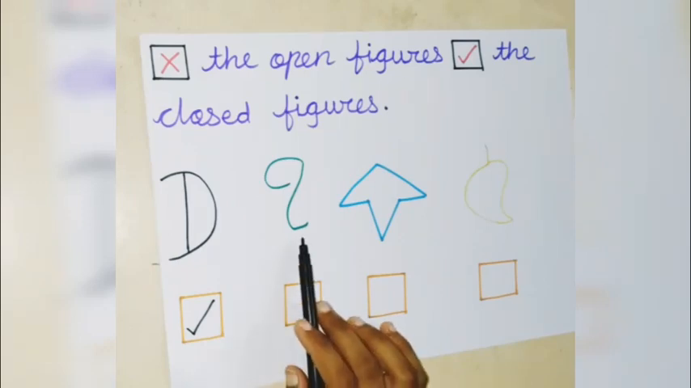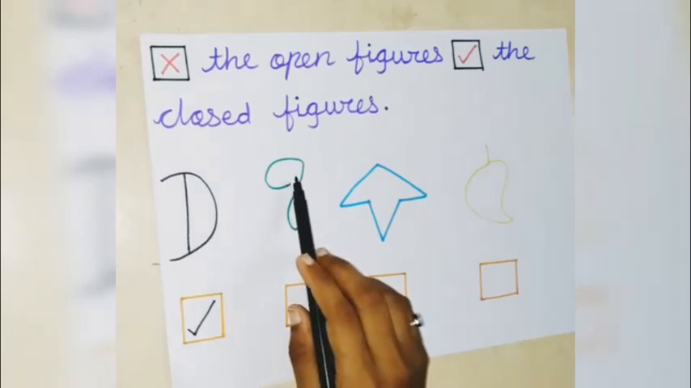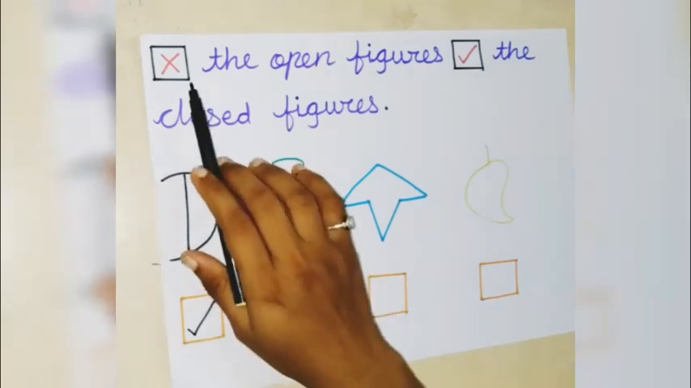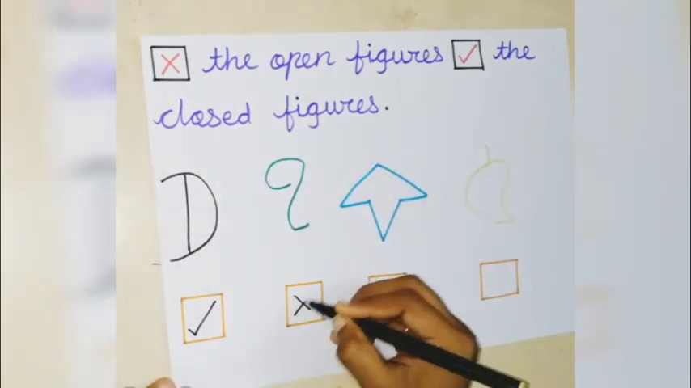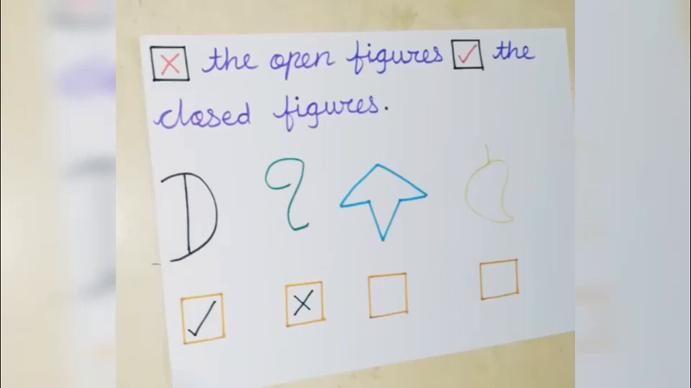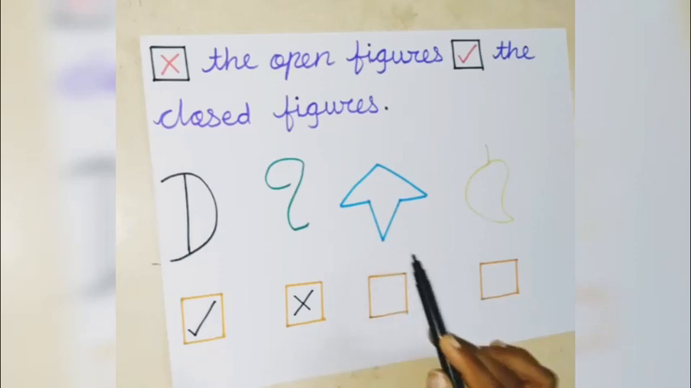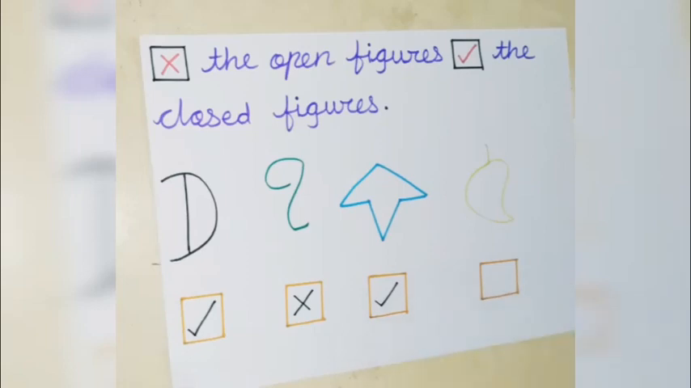See the next example. This is a question mark. So, children, it is open from here. From here also it is open. So, what are we going to put, cross or tick? Yes, we will put cross. See the next example. Yes, it is closed from all the sides. So we can say that it is a closed figure. So for the closed figure, we will put right.